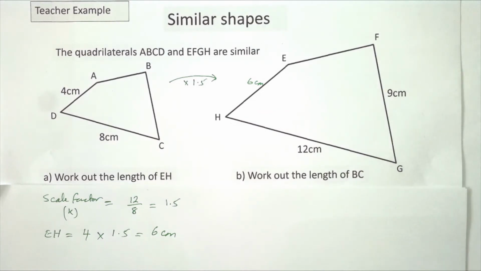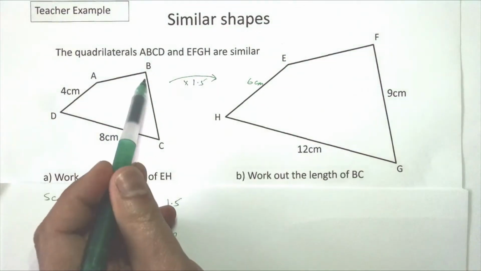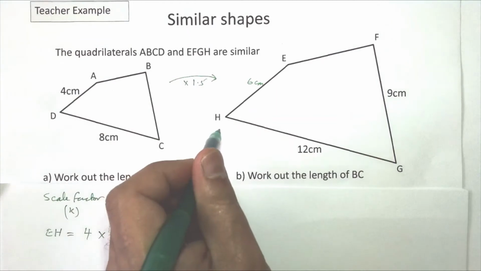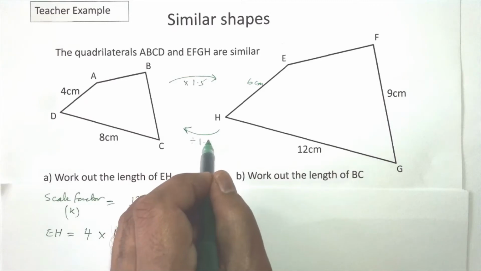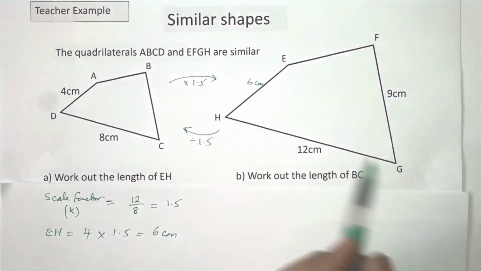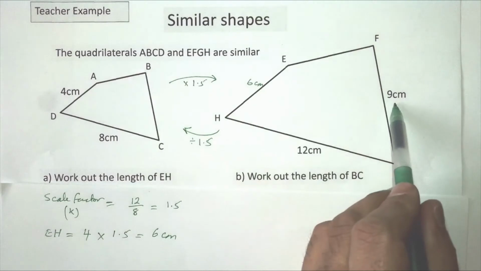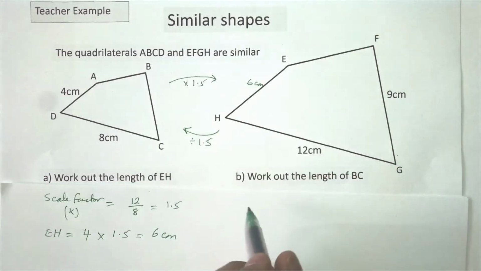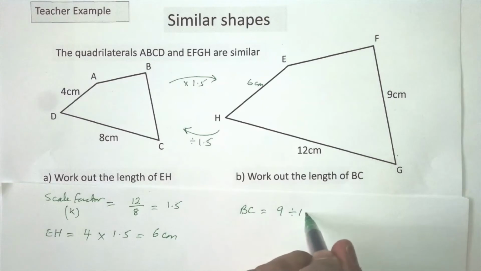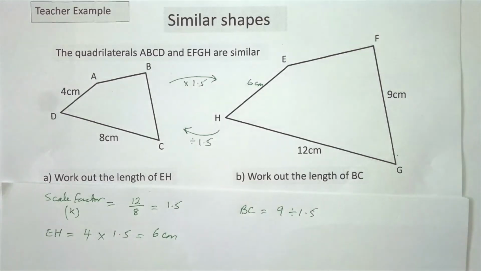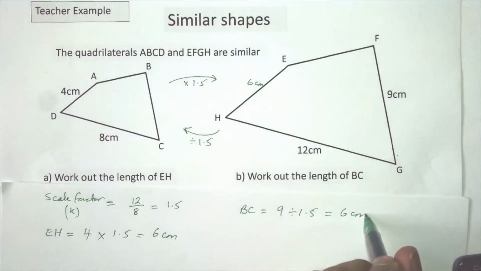For part B, it says work out the length BC. Now BC is on this side, so it's on the smaller shape. If I'm going back from this original shape, this time I'm going to have to divide by 1.5 because we're going to the smaller length. The corresponding length there is this 9 centimeters, FG. So I'm going to write BC is equal to 9 divided by 1.5. And again, you can use the calculator. 9 divided by 1.5 is equal to 6 centimeters.